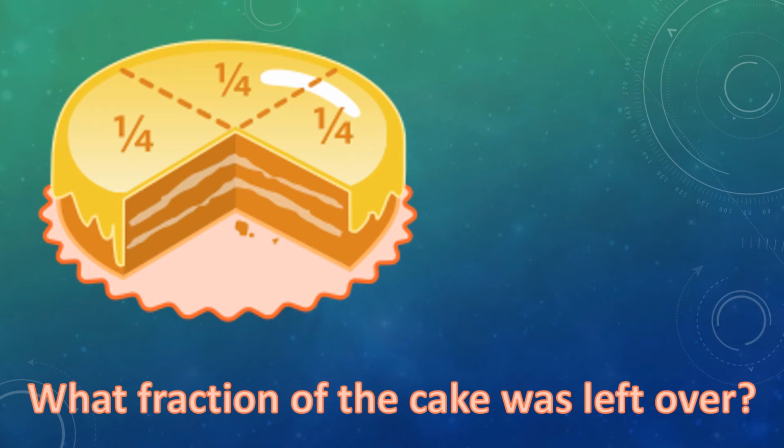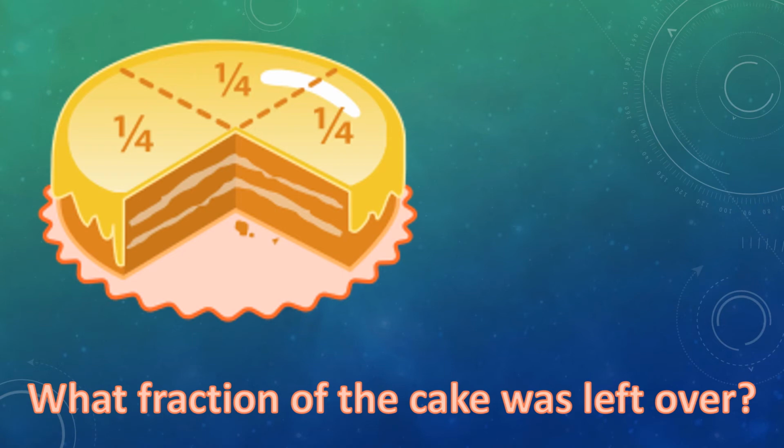Let's read our question again. It says, what fraction of the cake was left over? So that means what part of the cake was not eaten? So when the cake was whole, it was cut into 4 pieces. One person ate a piece of cake. And now we need to figure out the fraction of the cake that was left over.